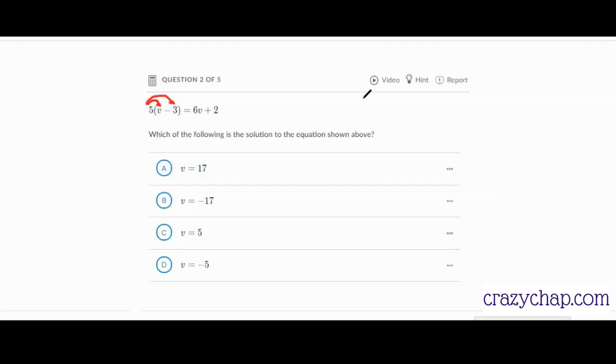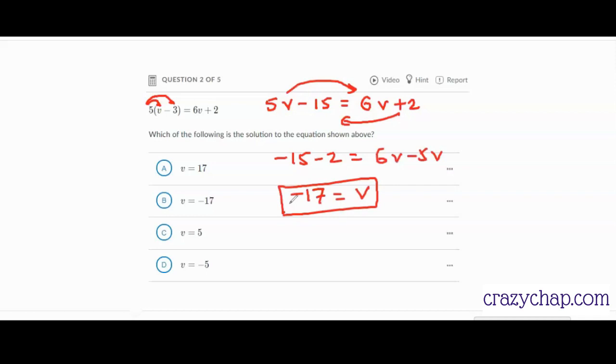6v plus 2. Bringing all the variables together. So plus 2 will come to this side and 5v will go to that side. We get negative 15 minus 2 is equal to 6v minus 5v. Negative 15 minus 2 is negative 17 is equal to v. So the value of v is negative 17. Option B should be the correct answer, right?